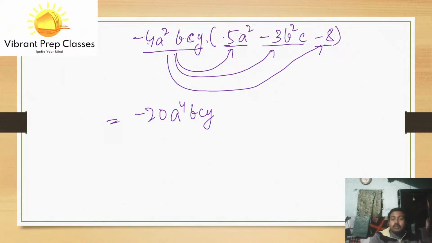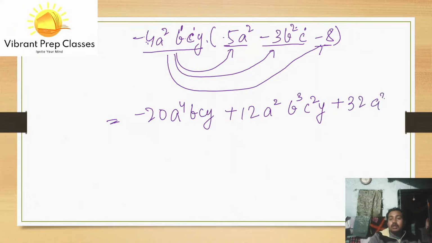So that we get minus 4 into minus 3 will be plus 12a². b is 1 and b is 2, that means b³, c1 and c1, that is c², and y. And then minus 4 with 8, so we get plus 32a²bcy. So it was very easy, I guess.